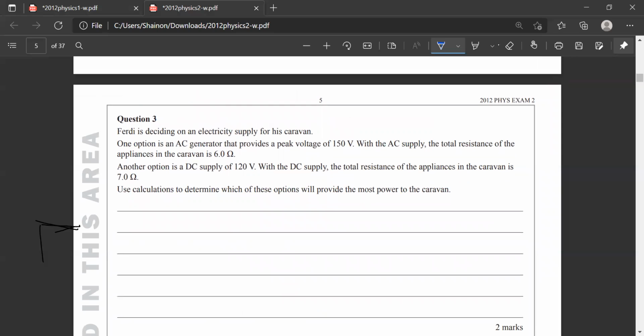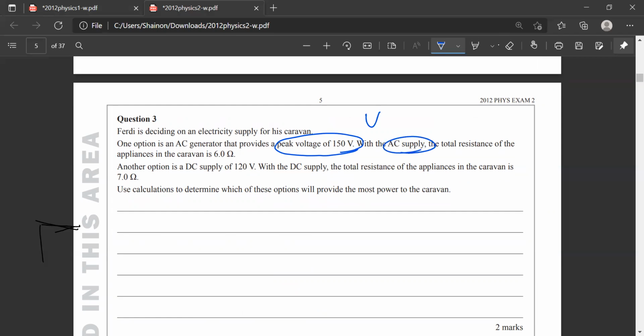Question 3. So we're comparing these two. Oh, peak voltage. The voltage that's used for AC is always VRMS. So always convert it to VRMS. Don't use this because it's not going to work. This voltage is only used for like DC. So like this one. So this one will be correct.